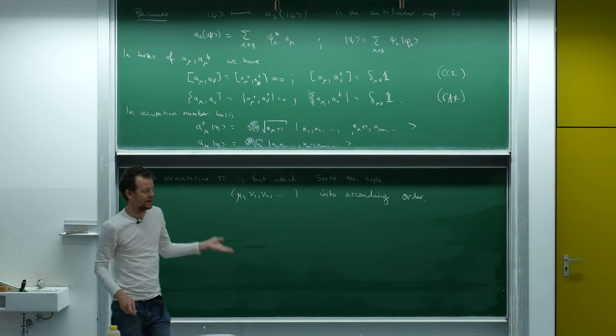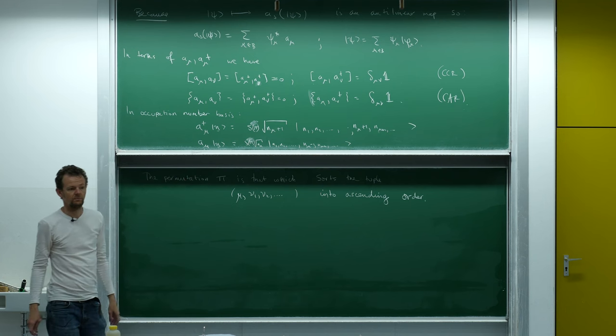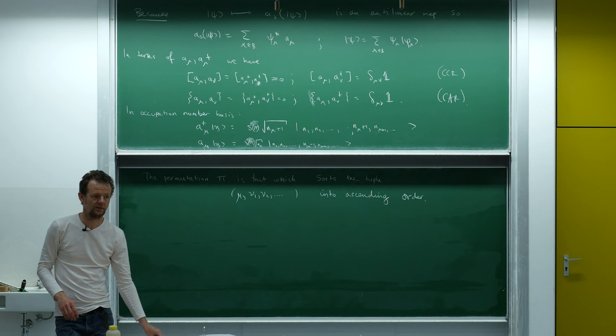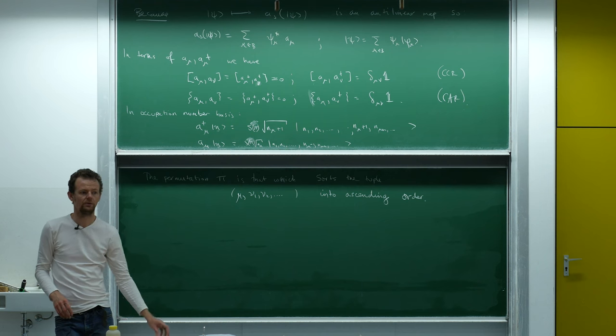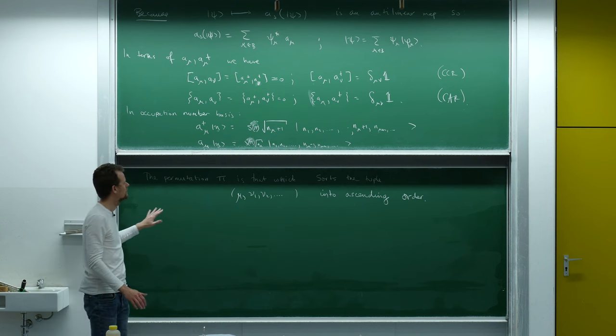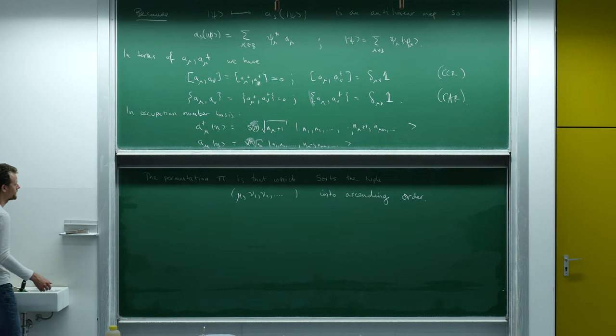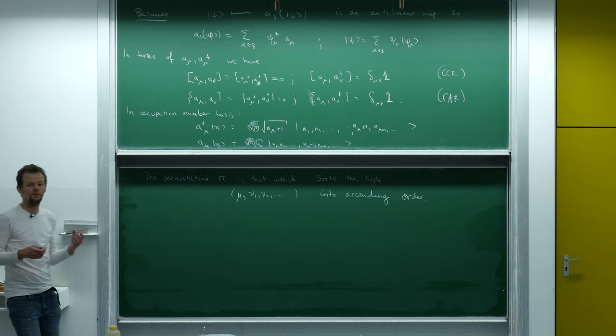Now for bosons it doesn't matter because S of pi is just 1. But for fermions it matters, and the reason it matters is that if you, maybe we'll do an example. Guess we do an example.